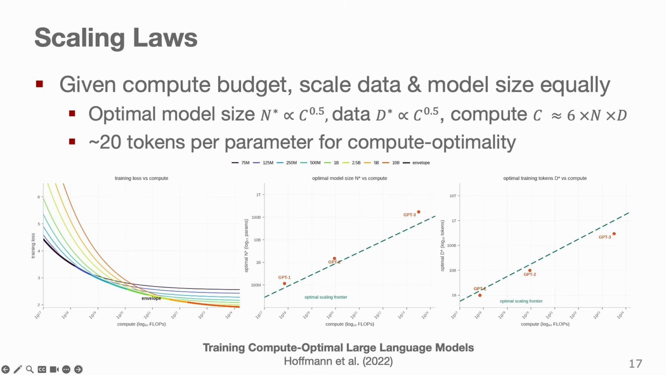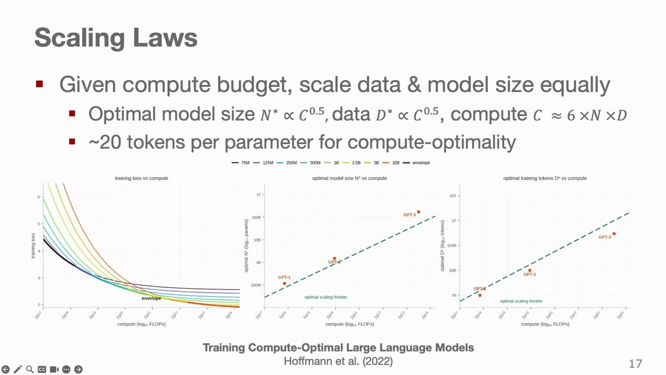So now if you look at the left plot over here, you can see the envelope for various model sizes across different compute budgets. And at low compute budgets, the optimal choice is actually a smaller model. So a 75 million parameter model trained to its optimal point sits on the envelope at low flops, while a 10B model trained with the same compute budget would still be under-trained and sitting above the envelope.